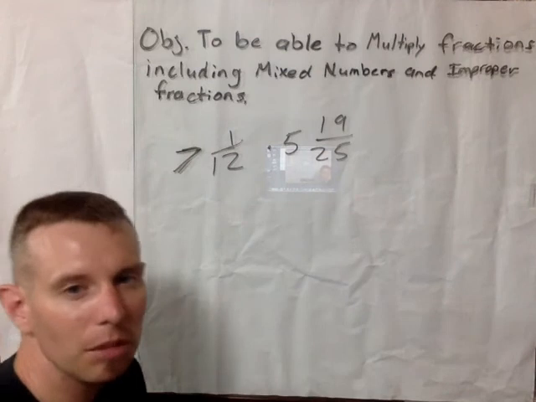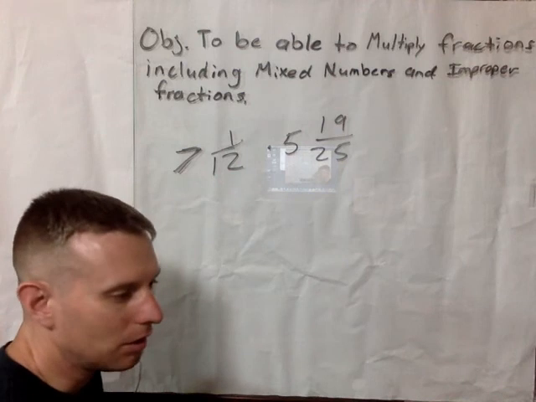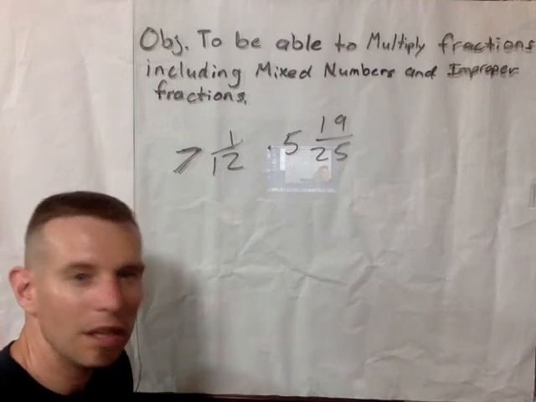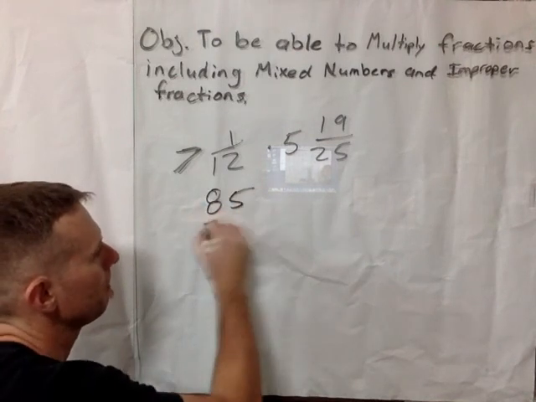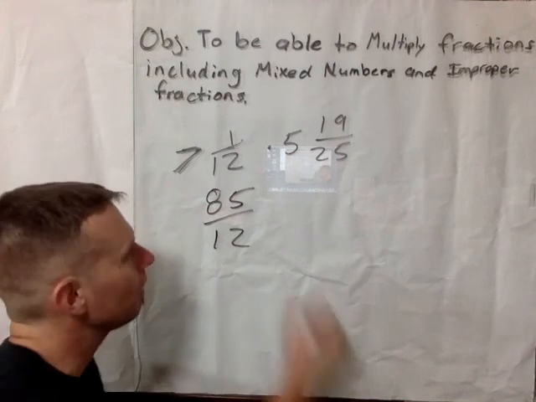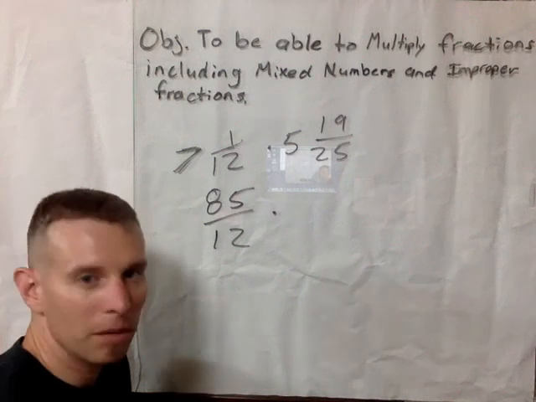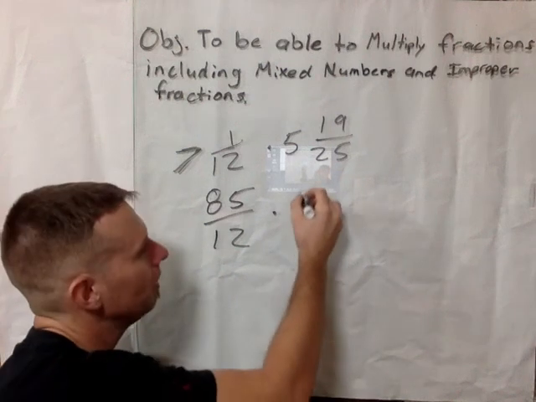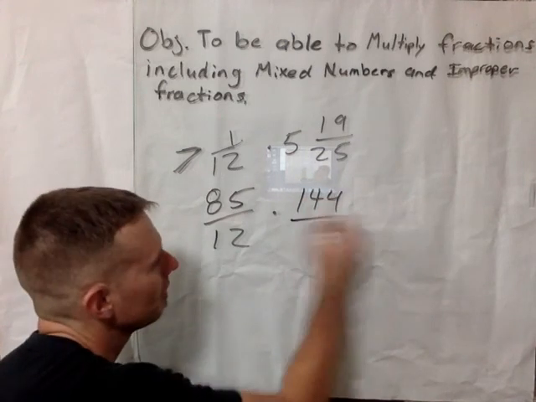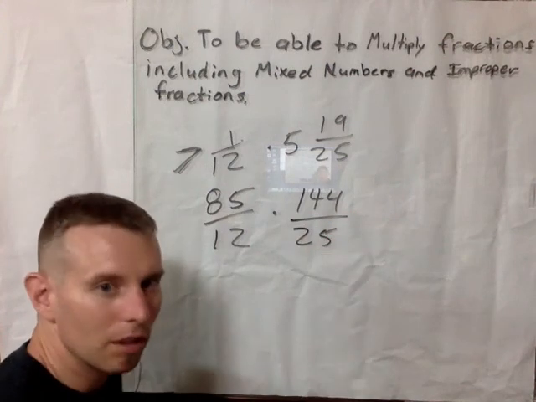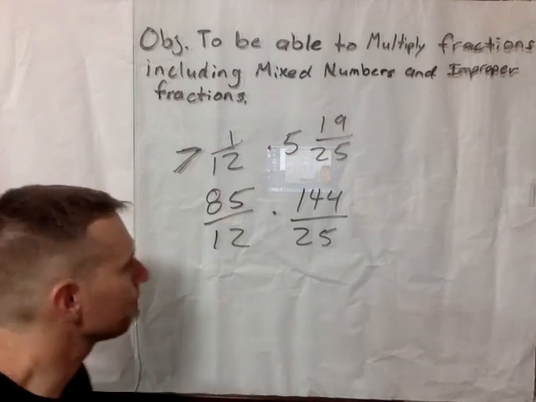Looks pretty intimidating maybe. We'll change these first to improper fractions. So I do believe that 7 times 12 is 84, and 84 plus 1 is 85. Put that over 12. Now, 5 times 25 should be 125, and if my math is correct, 125 plus 19 is 144 over 25. Now, most of you will recognize 144 as being 12 squared.